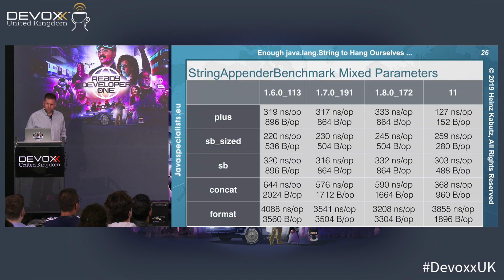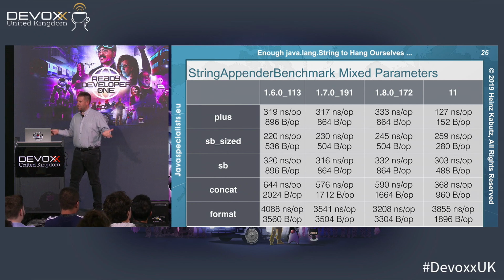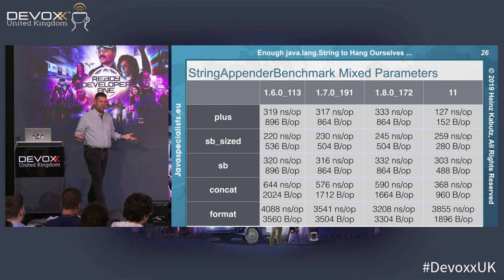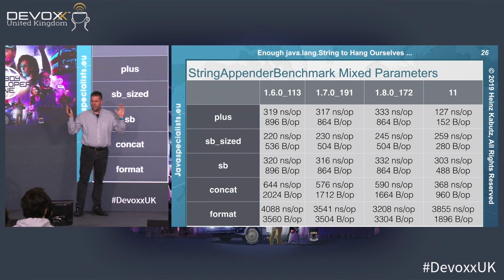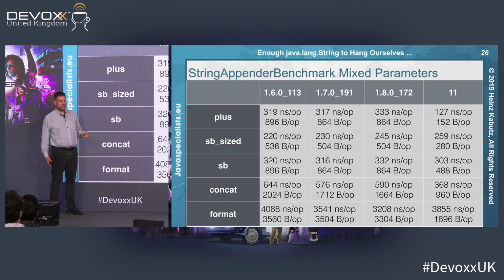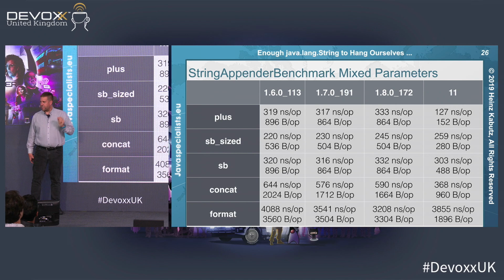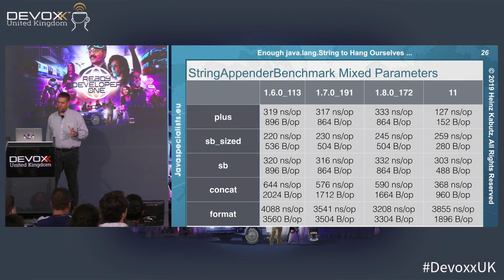Now, in my previous benchmark, I cheated a bit because I showed you the example where we were simply adding strings together. When you're adding strings together, it doesn't matter what you use: StringBuilder, StringBuffer, sized, plus, it's all the same. But it is different if you've got mixed parameters. And here I've got mixed parameters. I've got some strings, some long, some double, some ints, all mixed together.